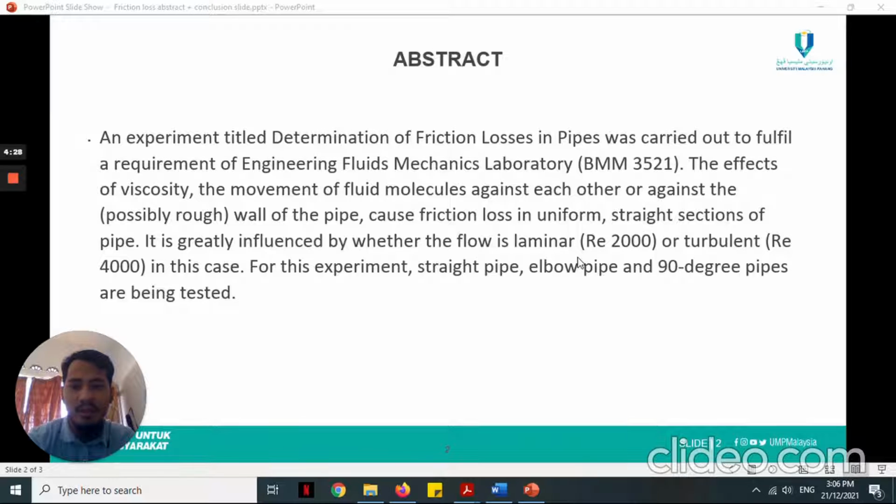So the first one is the abstract. An experiment titled Determination of Friction Loss in Pipe was carried out to fulfill a requirement of the engineering fluid mechanics lab. The effect of viscosity, the movement of fluid molecules against each other or against the wall of the pipe, causes friction loss in a uniform section of pipe. It is greatly influenced by whether the flow is laminar, with a Reynolds number of 2000, or turbulent, with a Reynolds number of 4000 in this case. For this experiment, a straight pipe, elbow pipe, and 90-degree pipe are being tested.